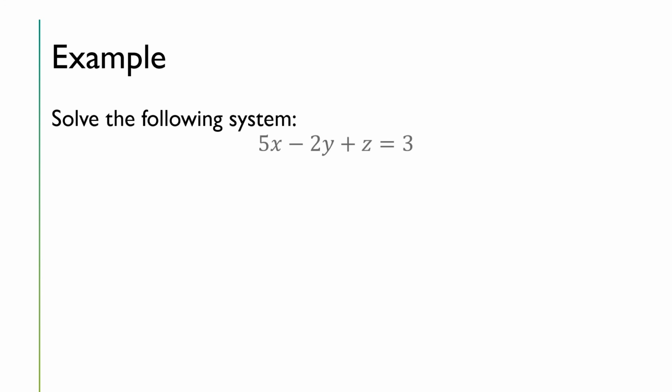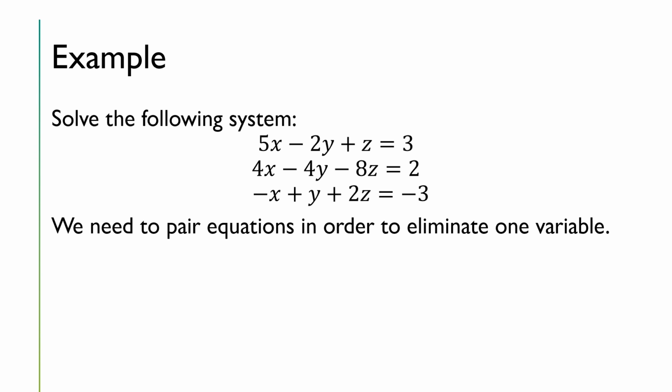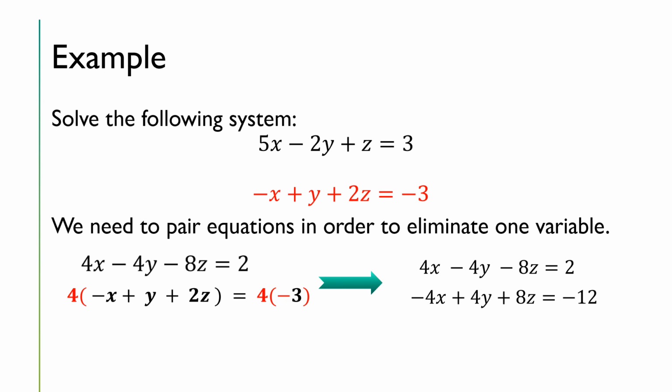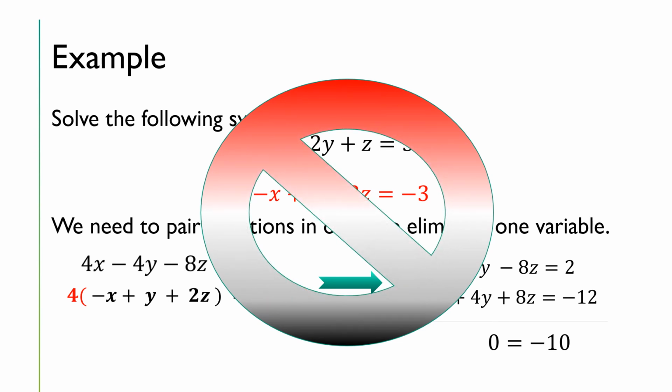Now we're going to see another example of three equations with three unknowns. Now to solve this one, we need to pair equations in order to eliminate one variable. So I took the second one, and then I multiplied the third one by 4. Therefore, the first one is 4x minus 4y minus 8z equal 2. And the second one is -4x plus 4y plus 8z equal -12. We're going to add these two equations, and we got 0 equal -10. 0 equal -10 is a false statement. Therefore, in this case, there's no solution.